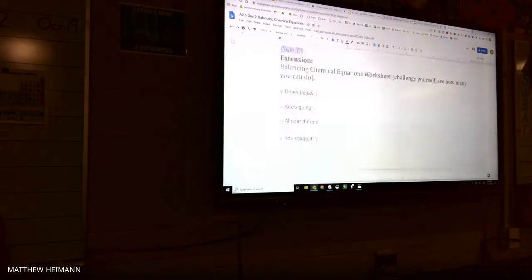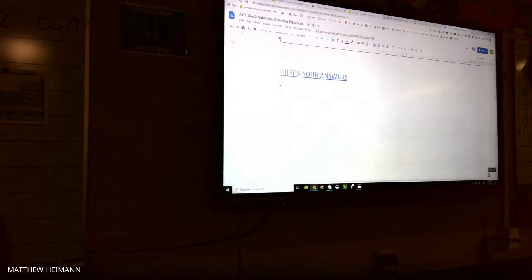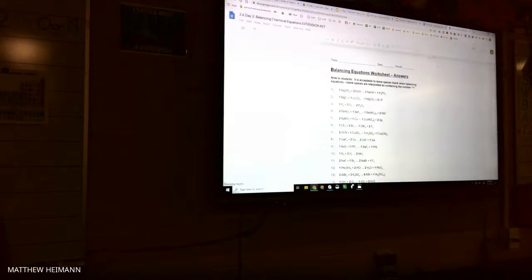On the very bottom here, there is a link to an answer key. So after you balance an equation, you're going to check to see if you're correct. This has all of them that are balanced. I don't know why I have 1 here, but I really should have 1s.